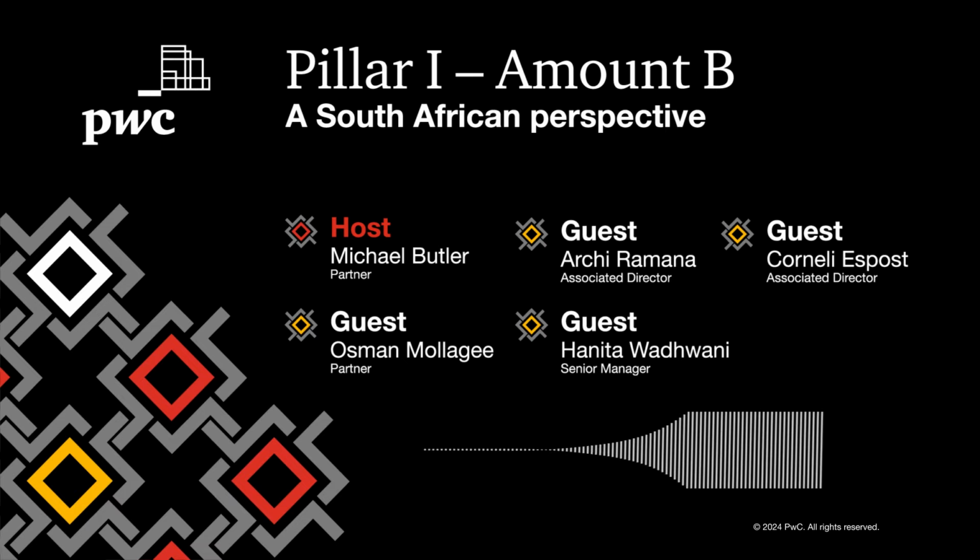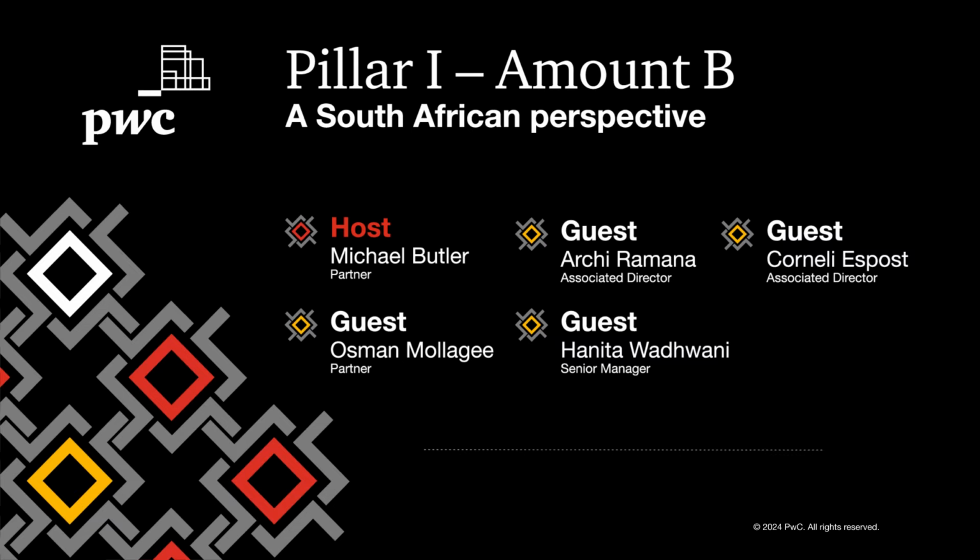Right, so what are we talking about today? We are talking about another pillar and another amount. So we've got Pillar 1 Amount B. And that's got to do with sales and marketing and distribution and streamlining it. When the world says we're going to make tax simpler, I always get nervous because inevitably it gets more complex.